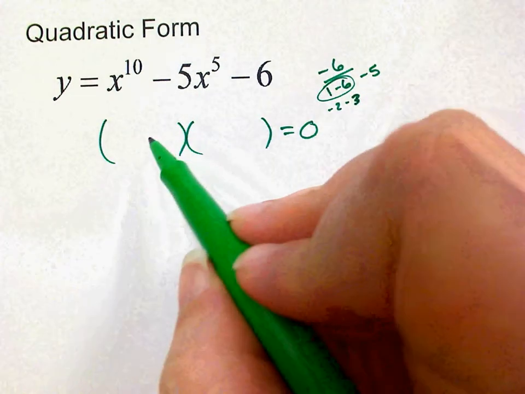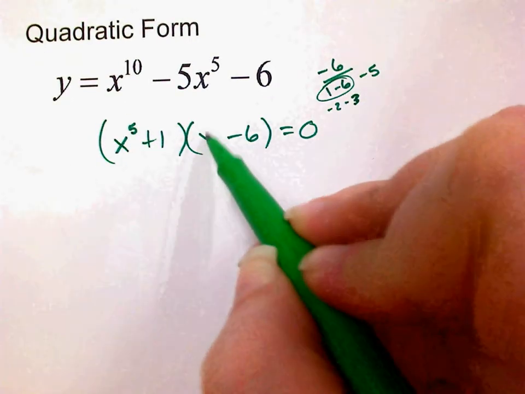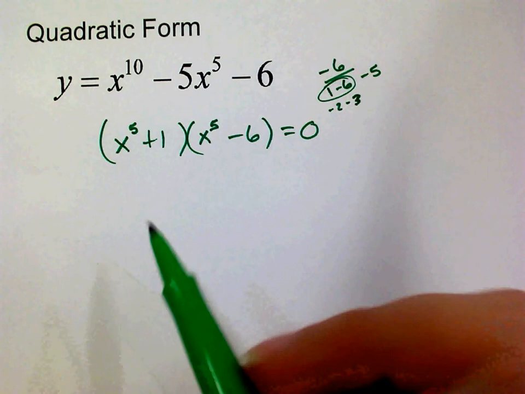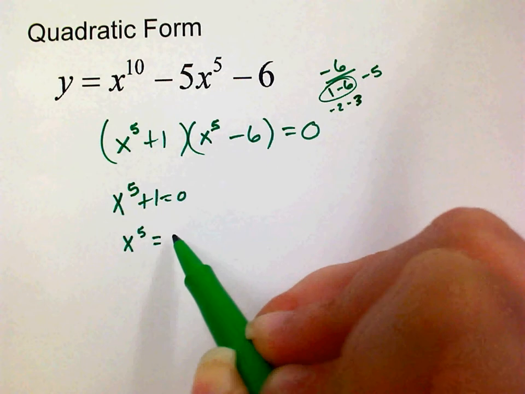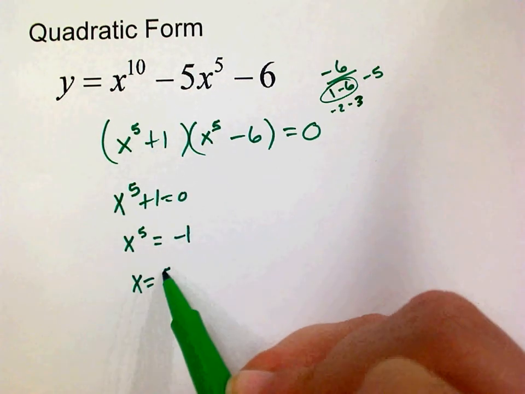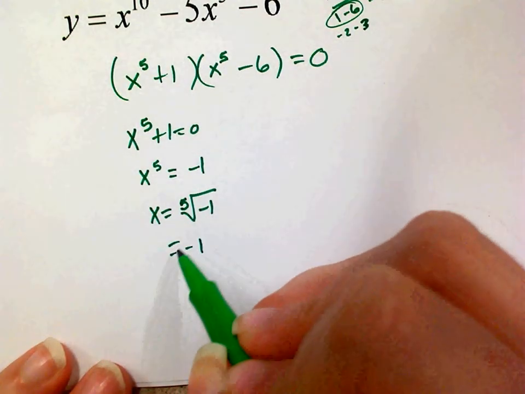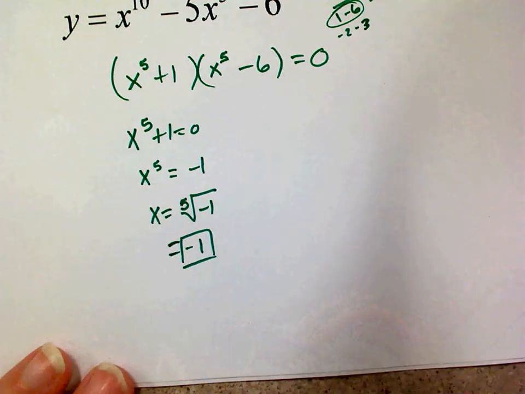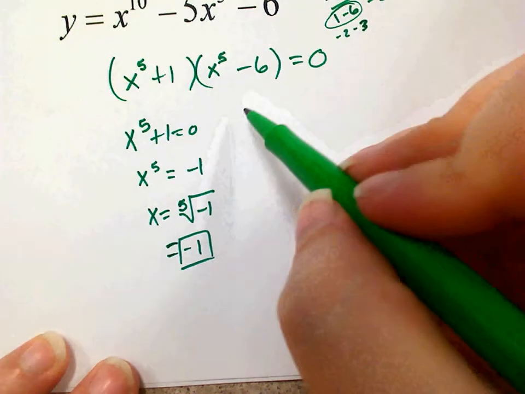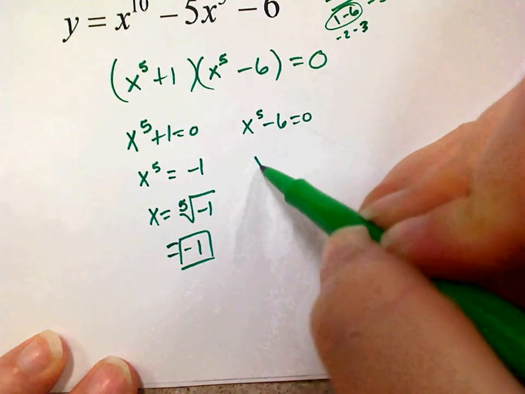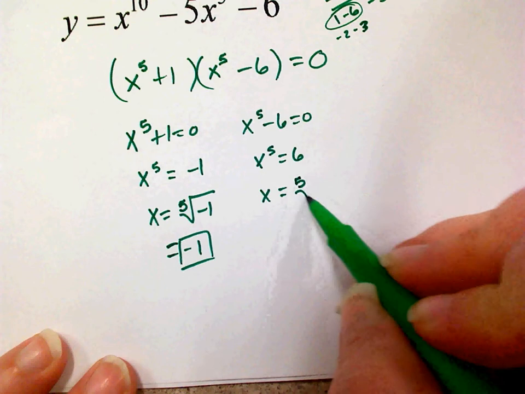X to the 5th. Alright, then we just solve x to the 5th plus 1 equals 0. Subtract the 1 and take the what? What's the 5th root of negative 1? It's just negative 1, because negative 1 times negative 1 times negative 1 times negative 1 times negative 1 is negative 1. Alright. X to the 5th minus 6 equals 0. Add the 6 and take the 5th root. So I got the 5th root of 6 and negative 1.